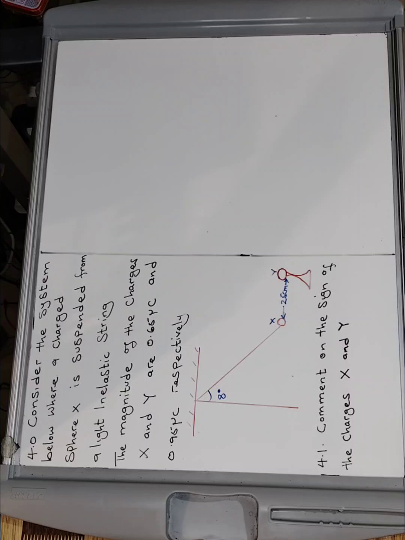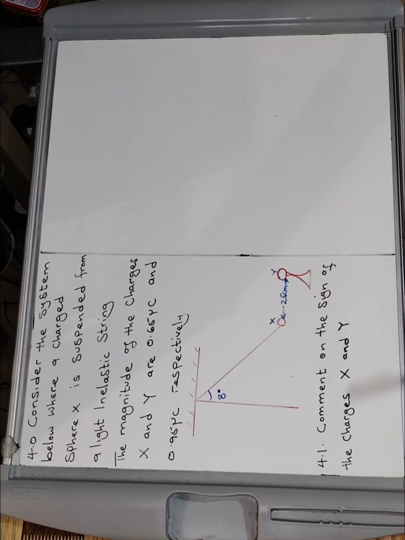Okay, the question comes: consider a system below where a charged sphere X, okay, this is our X, is suspended from a light inelastic string. The magnitudes of the charges X and Y are given. Here they say comment on the sign of charges X and Y.